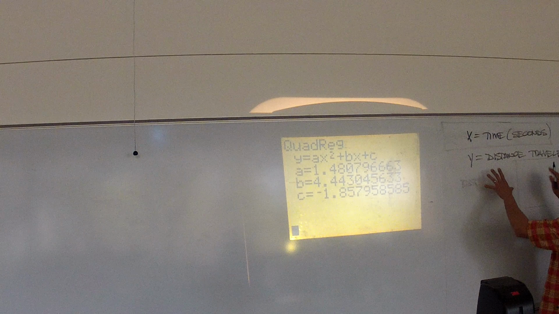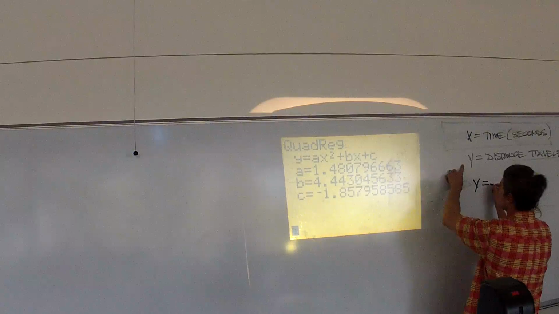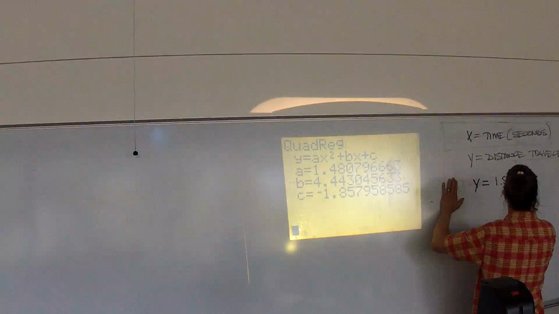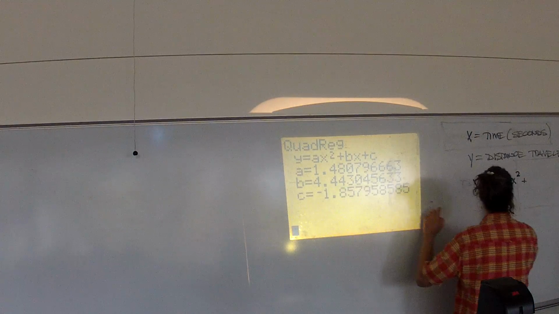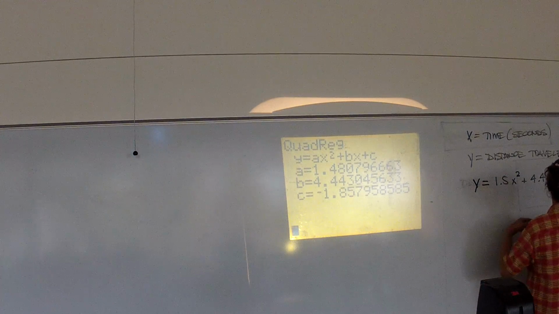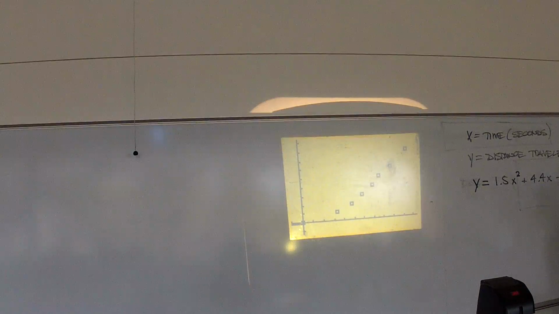So the equation that actually governs what I'm traveling is going to be the distance I travel in feet is equal to, we can round these off to one decimal, 1.5x squared plus 4.4x, and this is a minus 1.9. That's the generator for the amount of distance I cover on my bike with respect to how long I've been rolling down the hill. Press graph, and you'll see it in action. And you'll see how that curve actually picks up the data.